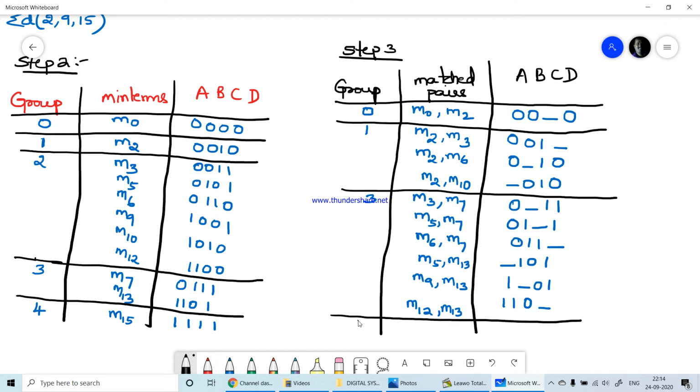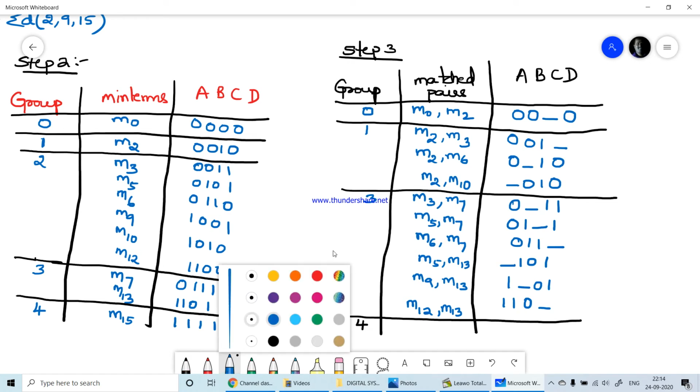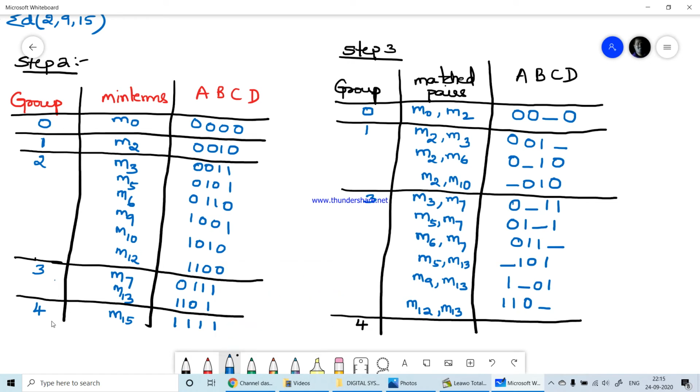So the last, fourth group is what? Here we are comparing group 3 and group 4. There you can see M7 and M15 will be matched, which will give me dash 1 1 1. Similarly, M13 and M15 will be matched, which will give you 1 1 dash 1.